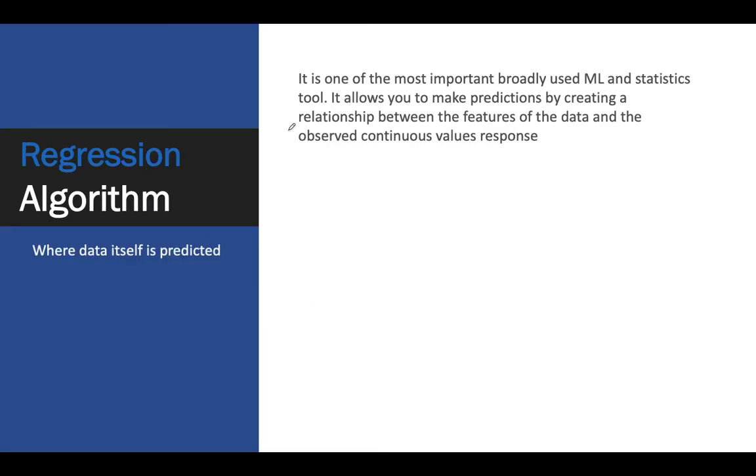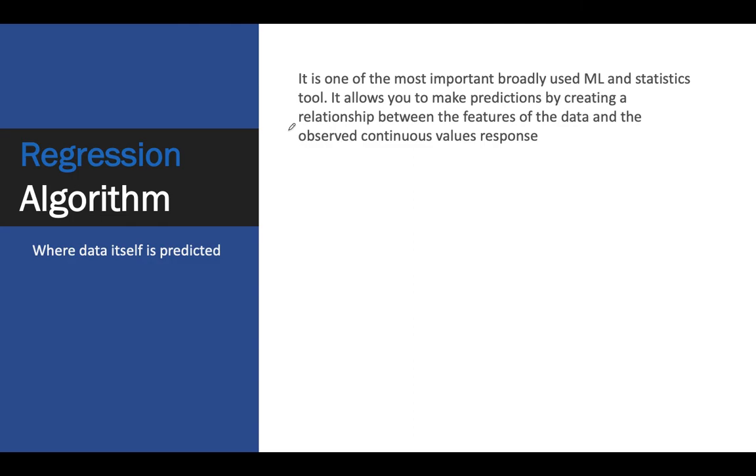Next is the regression algorithm. This is one of the most important topics; we'll be solving problems on regression and making a regression model. Regression is where the data itself is being predicted. It is one of the most widely used ML and statistics tools, which gives you predictions on the data. Basically, it creates a relationship between an independent variable and a dependent variable, that is, your features and your outputs.